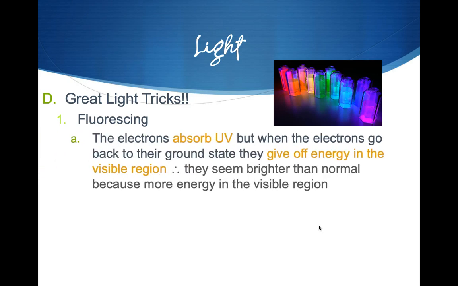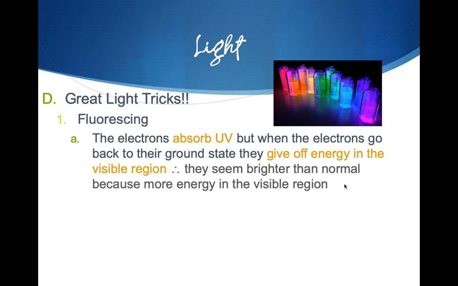Well, here's what's happening. The electrons in whatever chemical you're dealing with, so whatever electrons are in the shirt or the detergent or the chalk or whatever, they're absorbing UV energy. But when the electrons go back to their ground state, they're giving off energy in the visible region. But there's more energy than normal in the visible region, so it seems to glow.